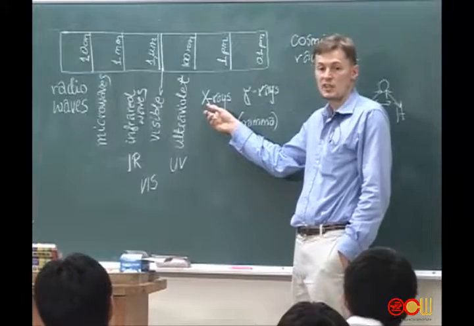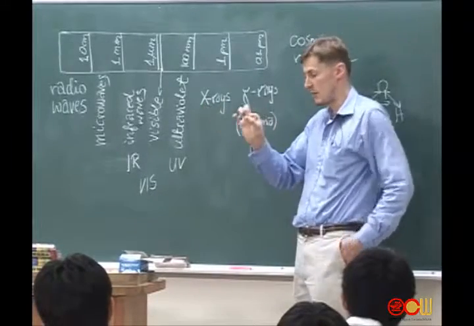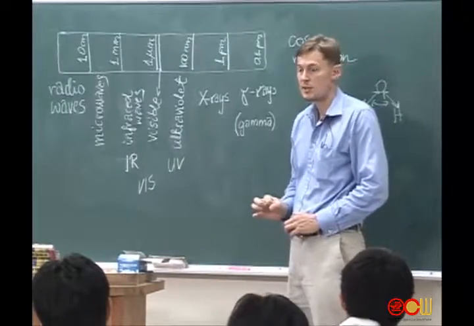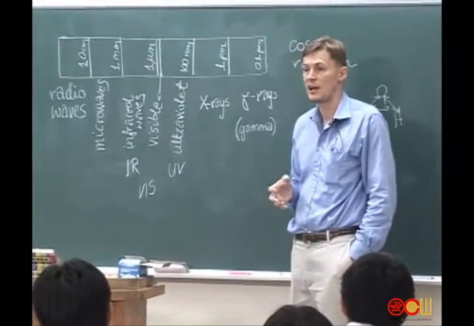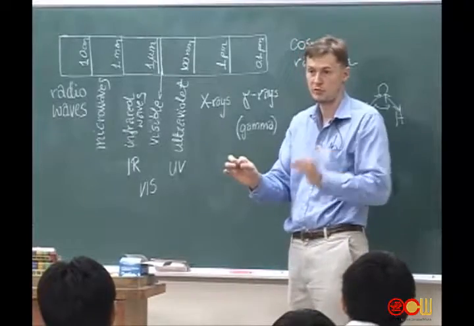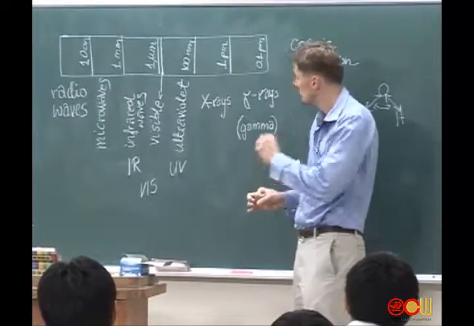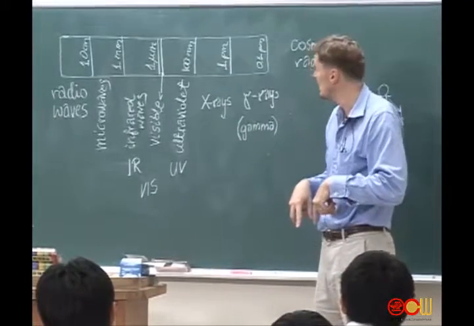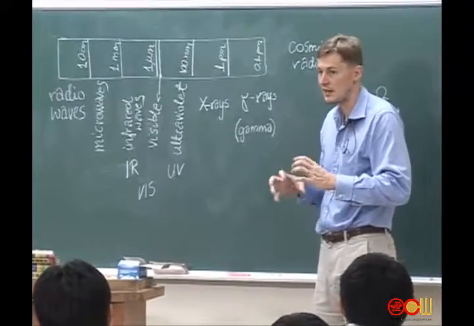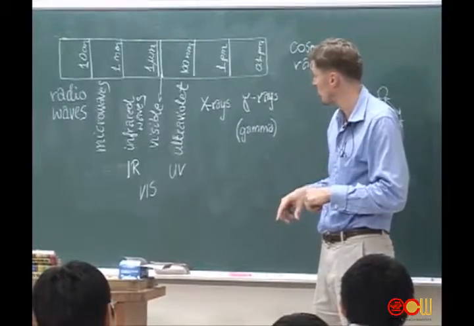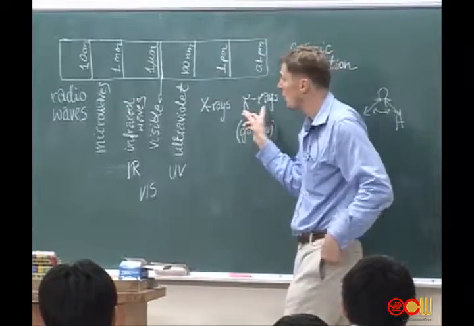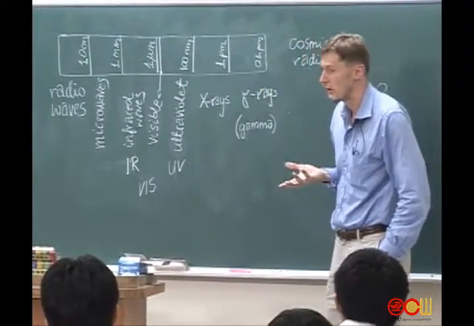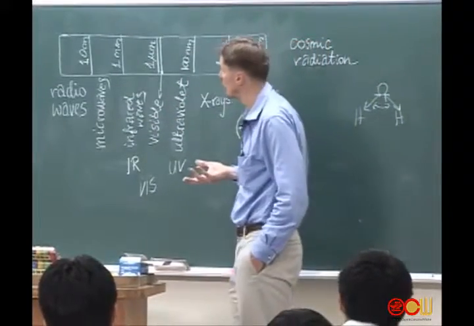X-rays interact with the nuclei, with the points where the protons and neutrons are. So with X-rays you can make a picture of the position of the nuclei. And gamma rays interact with something inside the nuclei, with single protons or single neutrons. So all of these waves can be used to probe molecules and atoms, and they are very important.